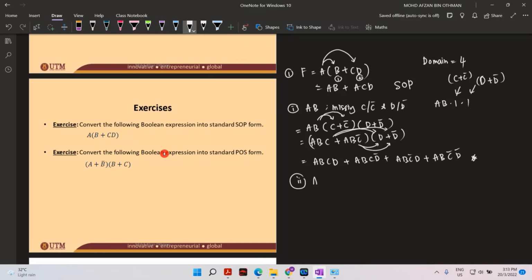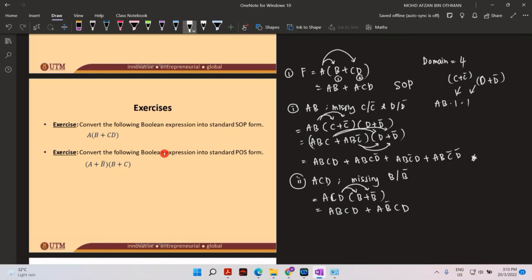Okay, kedua dia ada ACD. Di mana kita tahu kita missing either B ataupun B bar kat situ. Okay, so what you going to do? Okay, letaklah ACD darab dengan B tambah B bar, which is dot dengan 1. Ya. Okay, so kita expandkan dia, kita kembangkan dia. So, kamu akan dapat ABCD tambah dengan AB bar CD.